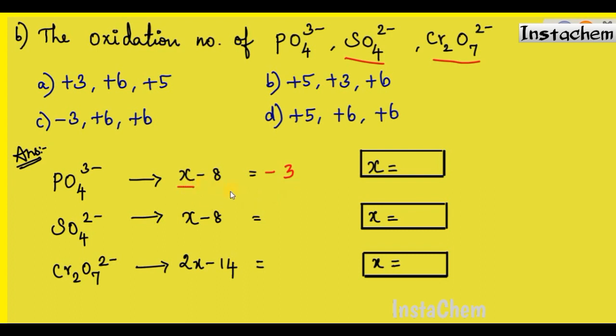Now x is equal to, we will get this minus 8, this side becomes plus 8. So our answer is plus 5. That is the oxidation number of phosphorus in PO4 3 minus.